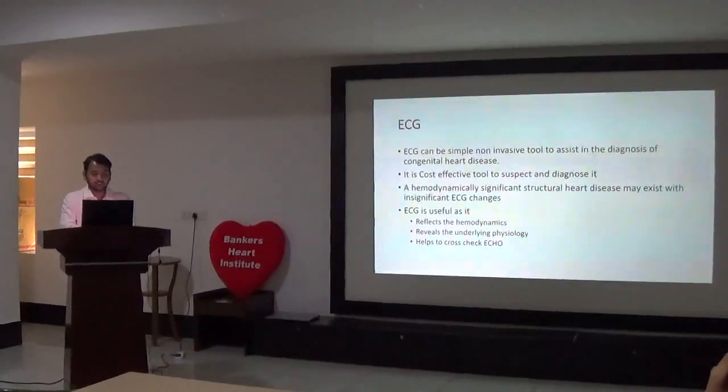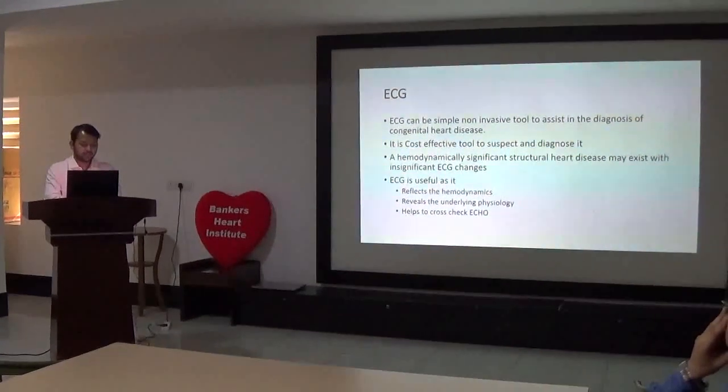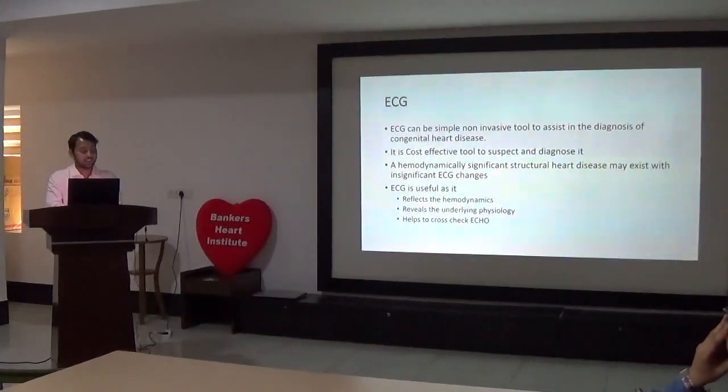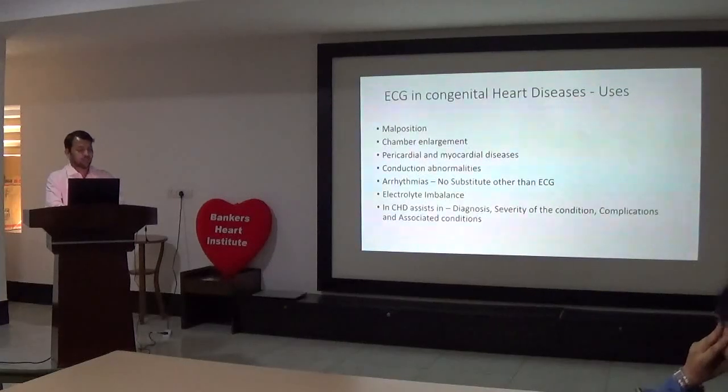Hemodynamically significant structural heart disease may exist with insignificant ECG changes, but ECG can be useful as it reflects hemodynamics, reveals underlying pathology, and helps to cross-check with echo. So, ECG in congenital heart disease is used for various purposes like malposition, chamber enlargement, pericardial or myocardial disease, conduction abnormalities, arrhythmias. For arrhythmias, there is no other substitute than ECG. Also electrolyte imbalance, and in congenital heart disease specifically it assists in diagnosis, severity of condition, and complications of associated conditions.